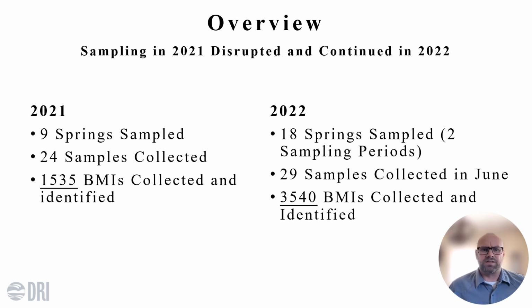In 2022, we sampled in June and August at those same 9 springs. We collected a few more samples, 29 samples. We collected a few different springs that we didn't originally collect in June and in August in 2021, but I've actually left that data out of the analyses I'm going to show. But in 2022, we collected a little over 3,500 BMIs and identified and enumerated those.